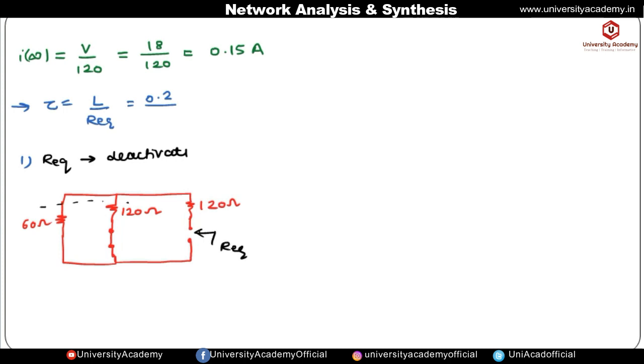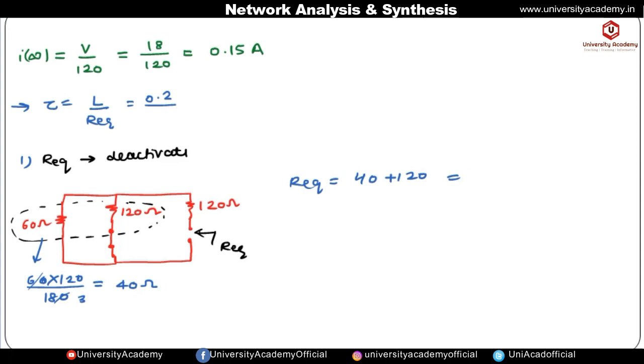From here it is visible that the 60 ohm and 120 ohm are connected in parallel. If we simplify, its R equivalent will be given by R1 into R2, that is 60 into 120, divided by the sum of both the resistances, 180. So we are getting 40 ohm. Now this 40 ohm will be connected in series with this 120 ohm, so that is 40 plus 120. So R equivalent we are getting as 160 ohm. If we put here 0.2 by 160, then we are getting 1.25 into 10 to the power minus 3 second. So this is the time constant.